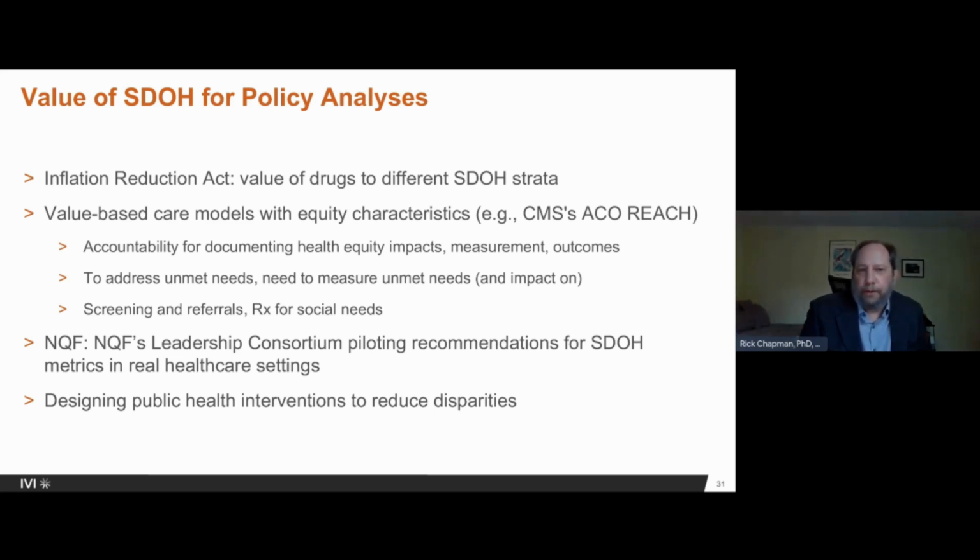The National Quality Forum has recently started bringing some social determinants of health metrics in and coming up with some quality metrics around those. And so hopefully those will be rolling out and being used in healthcare settings in the real world very soon. And as I mentioned before, in terms of healthcare interventions, I think also for public health interventions, this type of data could be helpful to really think about where we should be maybe targeting our efforts to try to reduce some of these disparities.